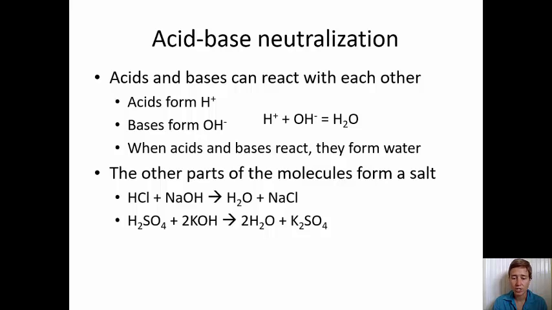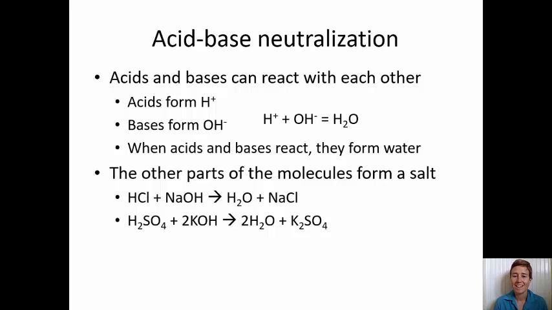H2SO4 and KOH form water and K2SO4. In this case, K2SO4 is the salt. Notice that because of that 2 in the H2SO4, we do have to double the KOH. We need twice as much base to react with it because there are 2 protons to neutralize.